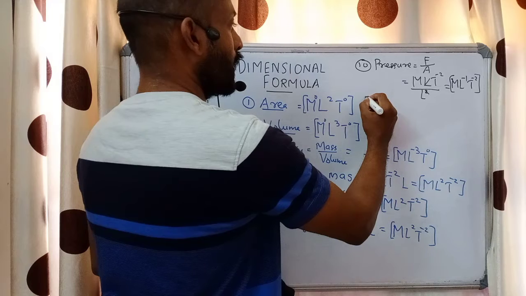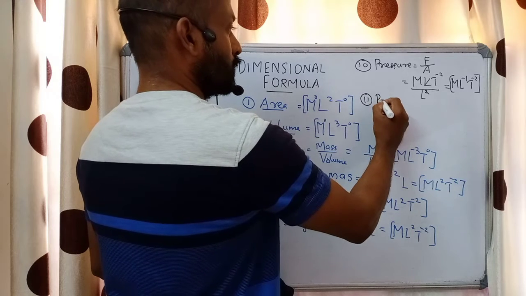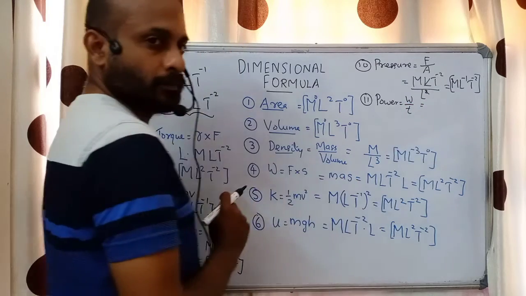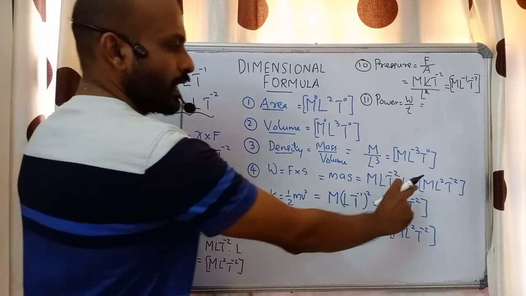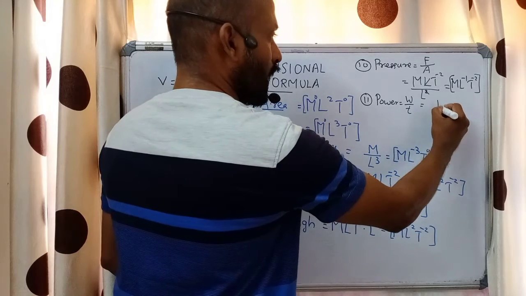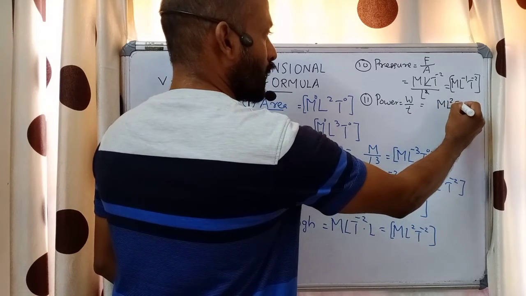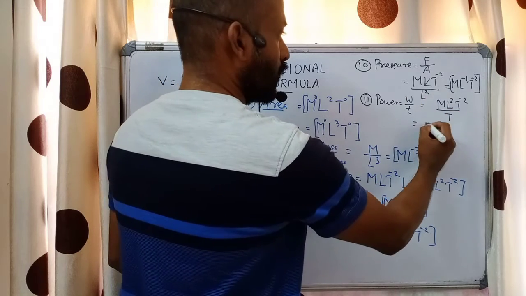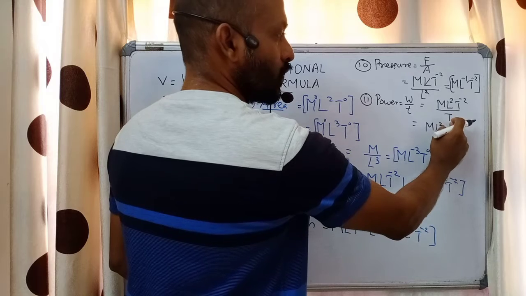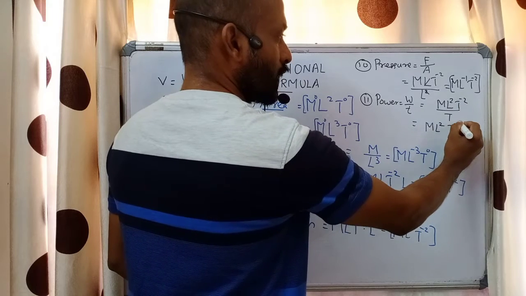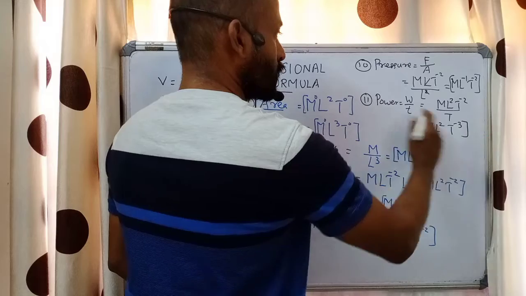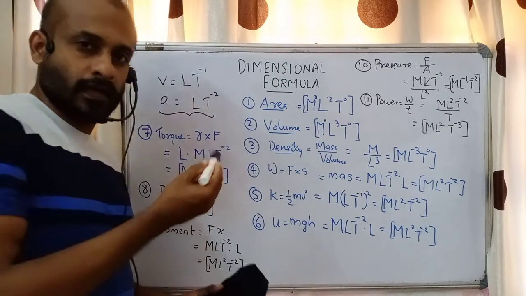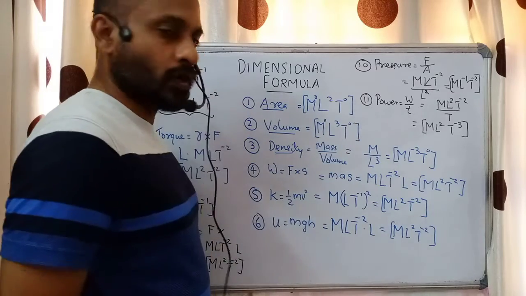Pressure. Okay. Now the 11th one we will see is power. What is power? Power is equal to work divided by time. Work by time. Work has dimension formula M L square T raised to minus 2. Then we divide by time. What will you get? You will get M L square. This T also comes to the numerator. It will be T raised to minus 3. This is the dimension formula of power. Okay. So in this session you have seen the dimension formula of 11 quantities.